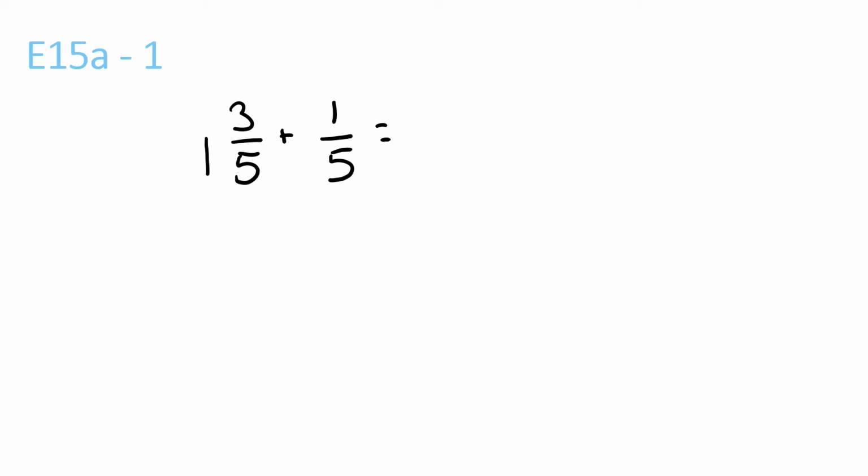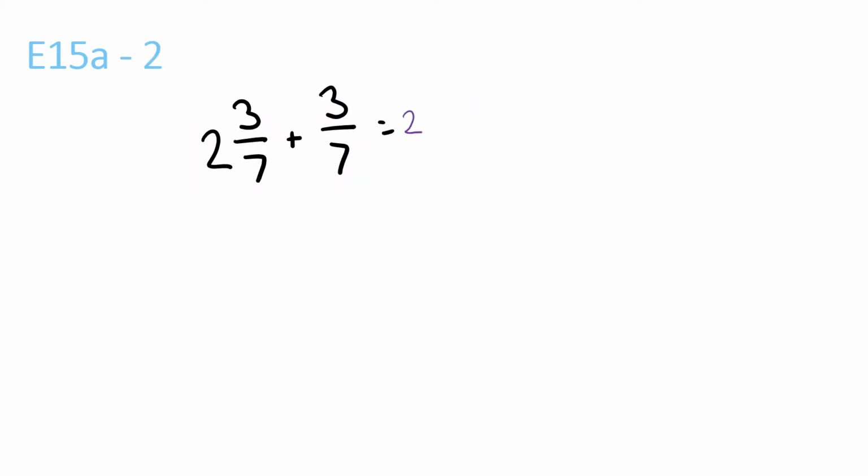First question, is 1 3/5 plus 1 over 5? This is pretty simple, because all you have to do, I would do this first, is 3 plus 1, 4 over 5, because the bottom one stays the same. Then you just move the 1 over. So you move the 1 over, 1 and 4/5.